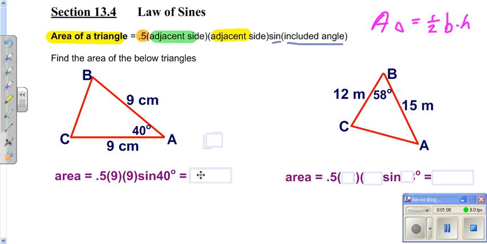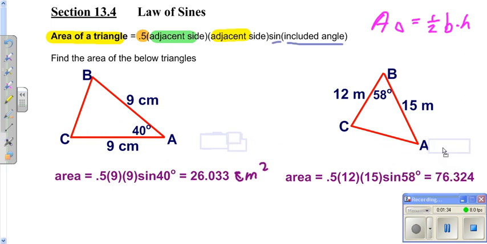Then you just want to go ahead and multiply across. And then you want to include appropriate units. In this case, since we're dealing with centimeters, it would be centimeters squared. Now you want to go ahead and do the same thing over here because you have an angle in between two sides. Just go 1/2, put in your two sides, put in the sine of your angle, multiply it out. And in this case, since you are dealing with your units being meters, it would be meters squared.